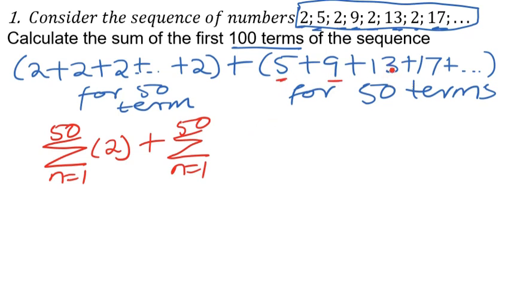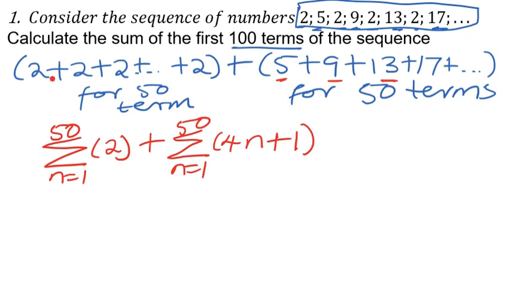Here, when I say 9 minus 5, I get 4. 13 minus 9, still I get 4. 17 minus 13, I get 4. So that means I will have 4n. And then 5 minus 4 gives me 1, so I will have 1 there. So that is the formula that we have.